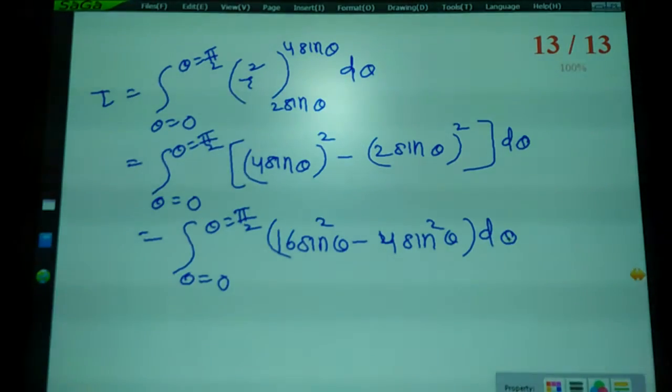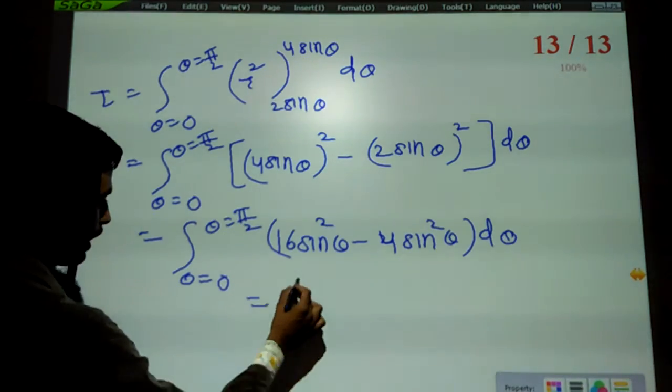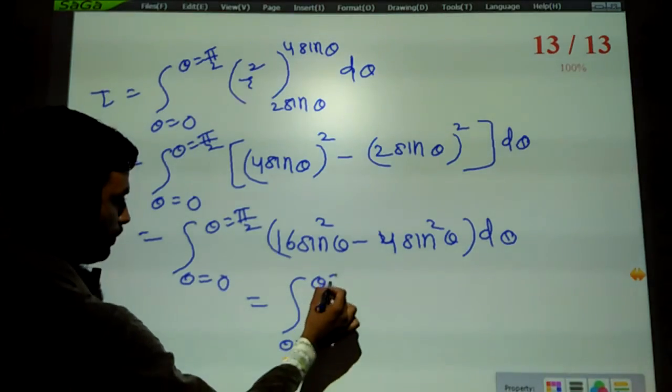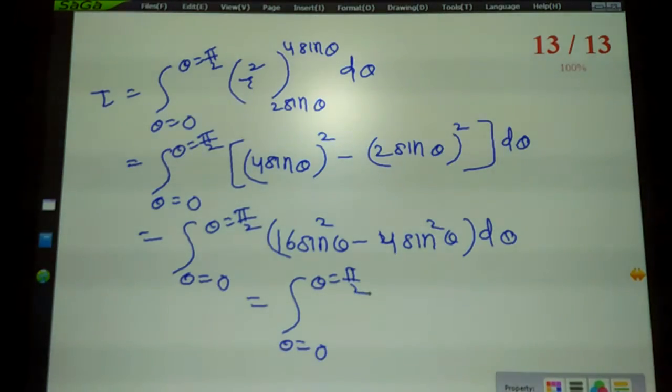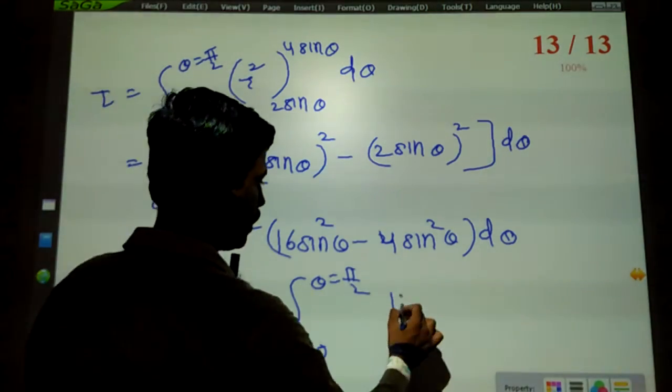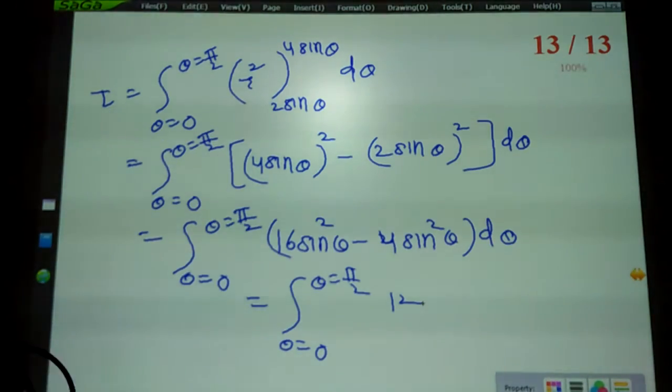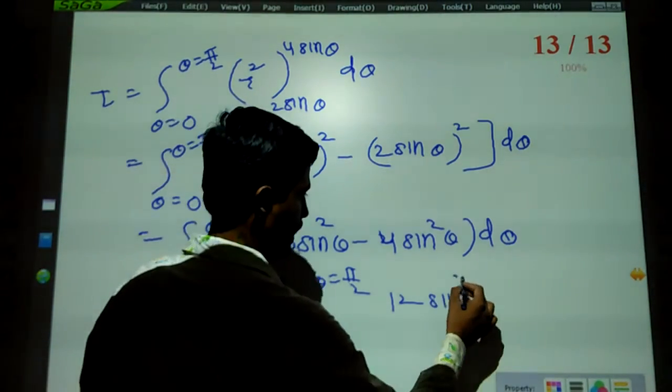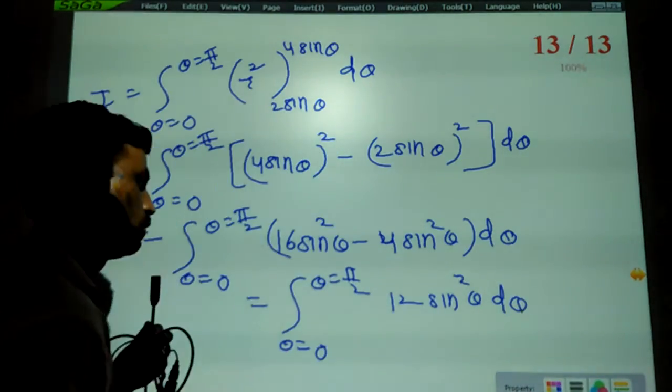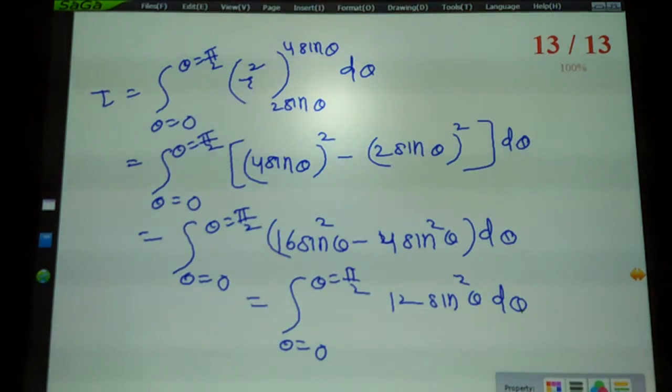So what is the value of 16 sin square theta minus 4 sin square theta? What will you get? Tell me. 12 sin square theta. Yes, very good. 12 sin square theta into d theta. So 12 is the constant. Take outside from the given integration. What will be remaining? Integration is from theta is equal to 0 to theta is equal to pi by 2, integration sin square theta d theta.